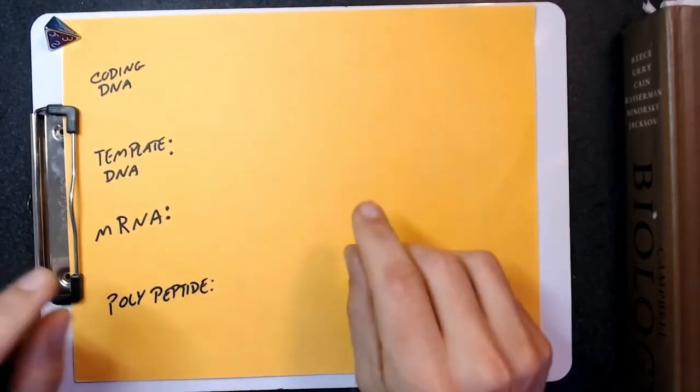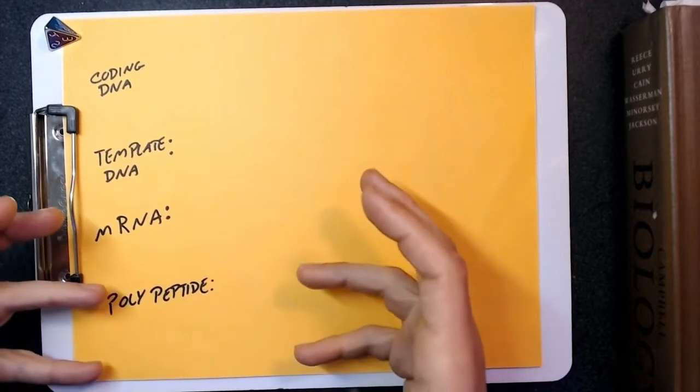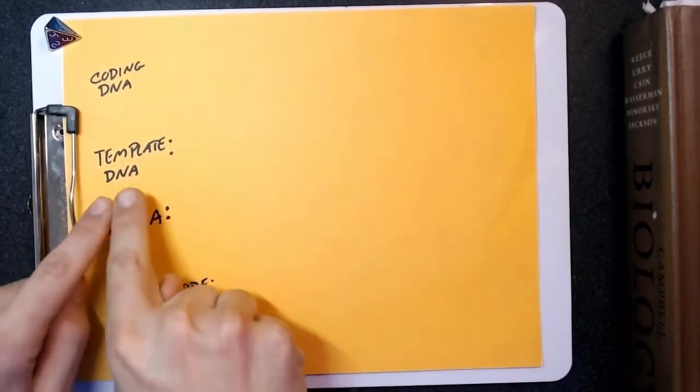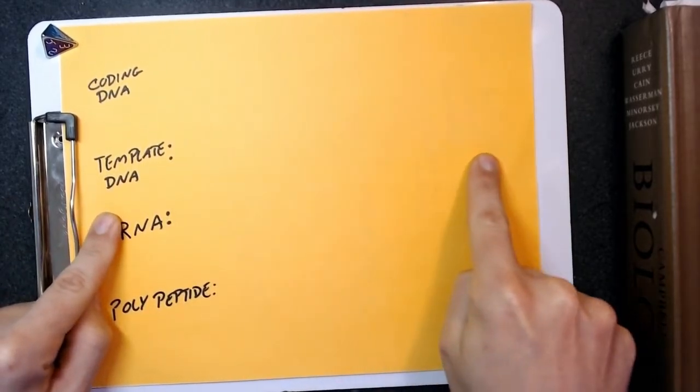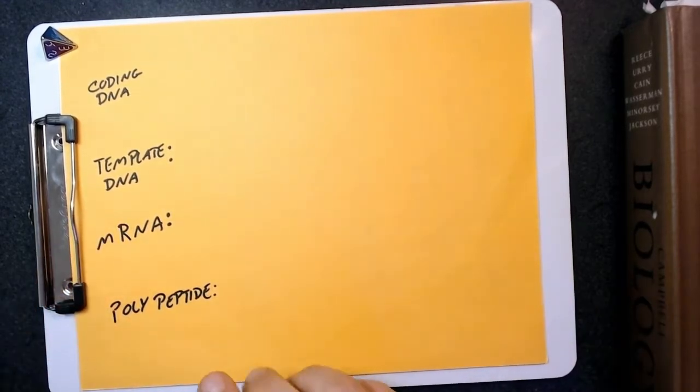At this point, I'd like to take a break from the main video and just run some problems. I'm going to make a template strand of DNA. We're going to randomly generate a template strand of DNA, and then I want to give you guys an opportunity to try to solve this for yourself.